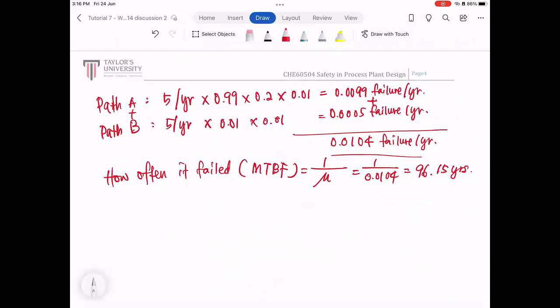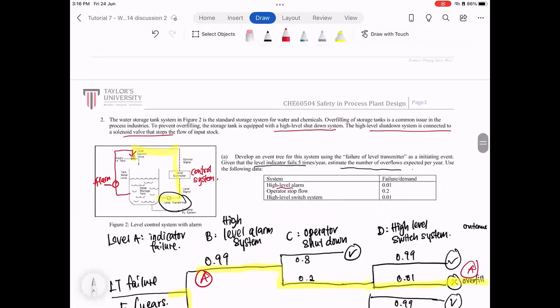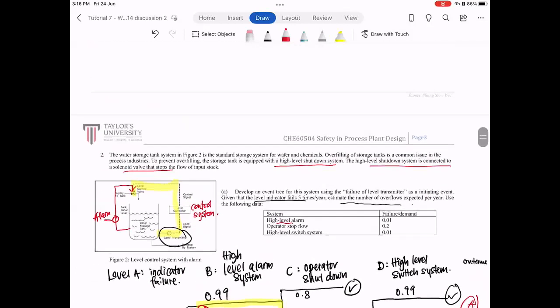So do we want to take action about this? I think it's pretty safe, almost like once every 100 years. As long as we maintain our valves and the systems, because we have 3 check gates here. We have the control system as it is. We have one high level shutdown system that is independent from the system. And then it comes with an alarm, because it's written here, there is a high level alarm. So with this, the failure is once every 96 years.